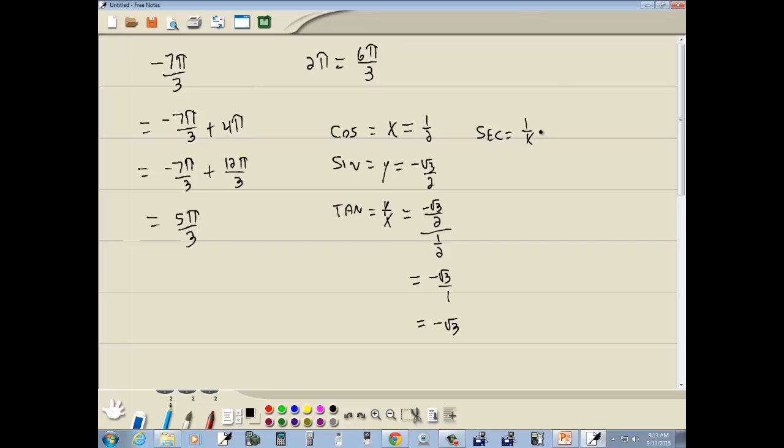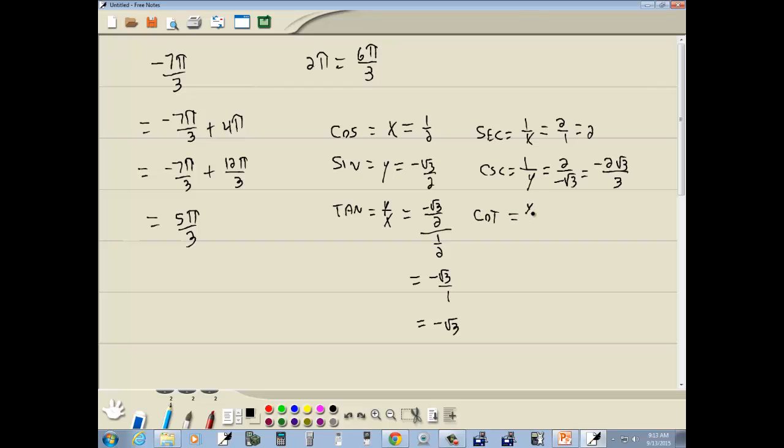Secant is the reciprocal of cosine, so it'd be 2 over 1, or 2, or you could use the formulas if you wanted. Cosecant is the reciprocal of sine, so we're going to have 2 over negative square root of 3, and multiply top and bottom by the square root of 3, and I'll move the negative up on top. So we got negative 2 square root of 3 over 3.